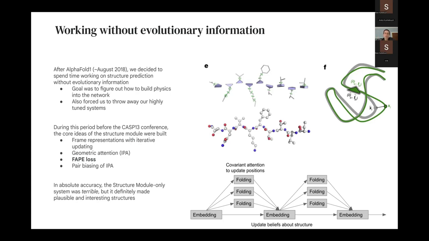And so we started to say, well, what if we just said all of these are rotational frames? That's kind of what we would call the residue gas. And we work without that. And so we had this frame representation. We were thinking about iterative updates.